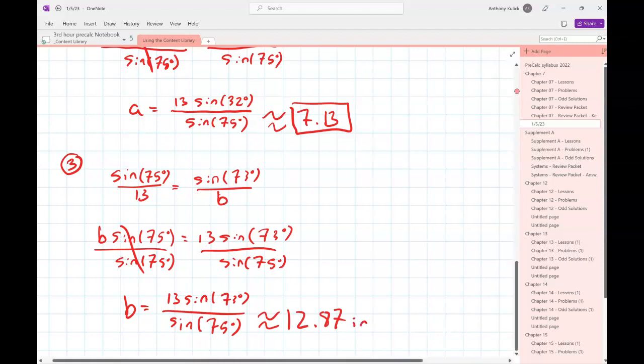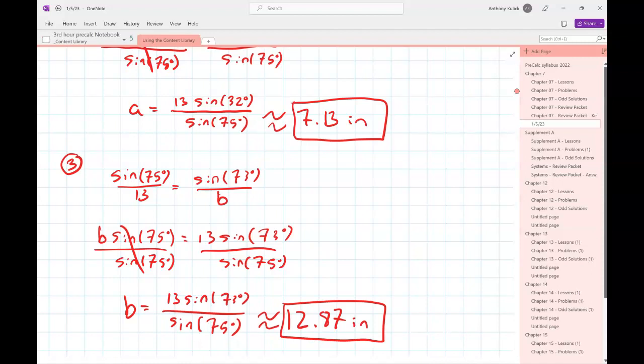I guess these should have units on them, right? Let's go ahead and add that. But that wasn't too bad, right? Pretty easy. Now, is there a way to check this, Mr. Kulik? To check our work?